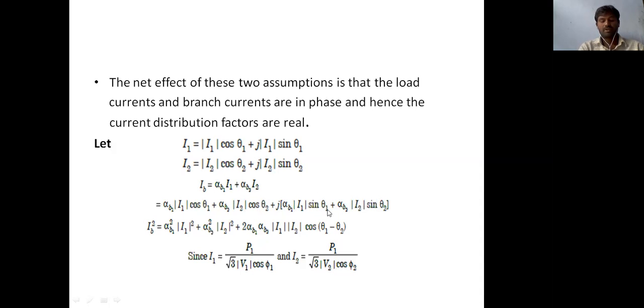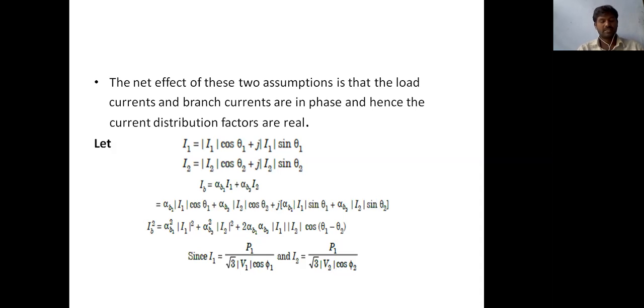Here the term involved, sin A sin B plus cos A cos B, is cos(A minus B) in the formula. So finally the branch current equation: I_B squared equals alpha_B1 squared I1 squared plus alpha_B2 squared I2 squared plus 2 into alpha_B1 and alpha_B2, I1 and I2, cos(theta 1 minus theta 2).